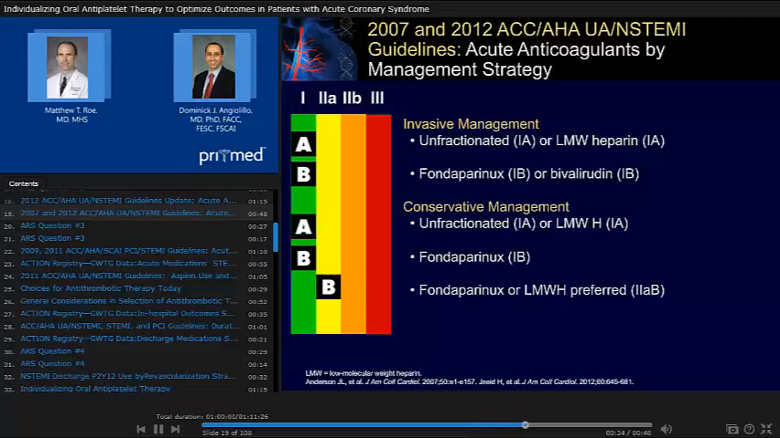And then for conservative management, all these agents are recommended, but there may be more consideration to use a longer-acting agent like a low molecular weight heparin or fondaparinux.